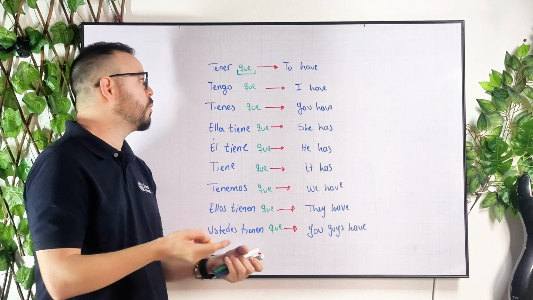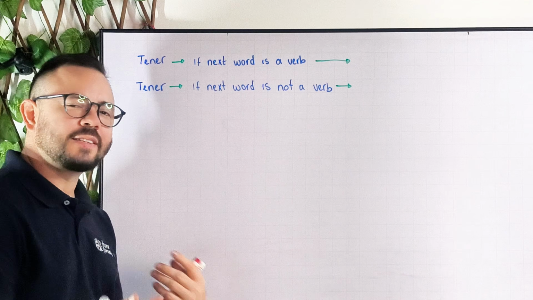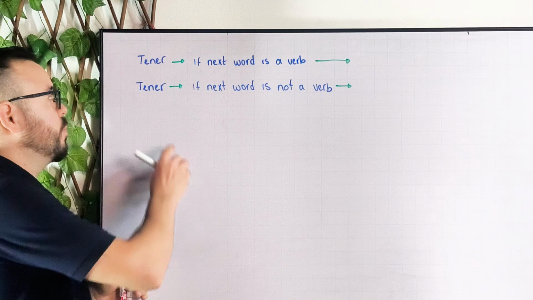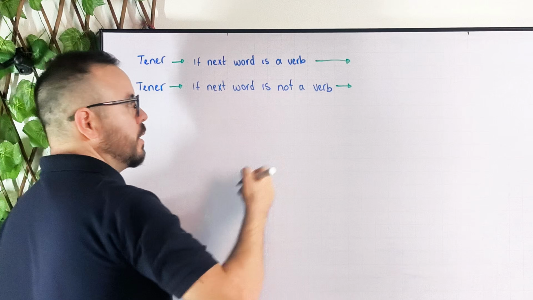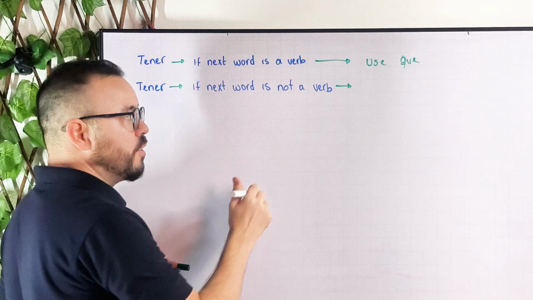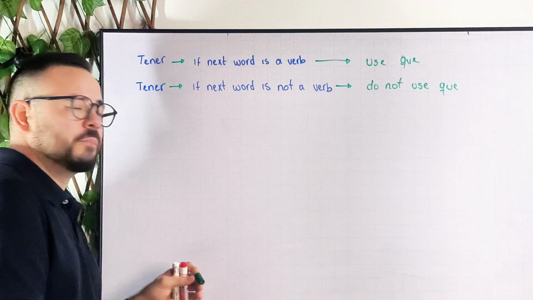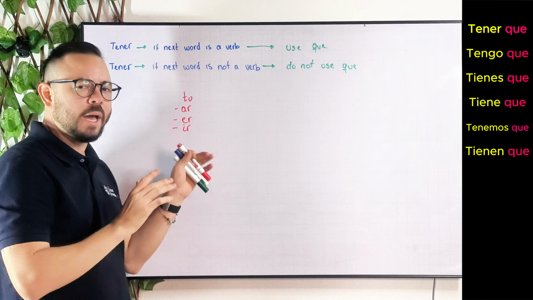But let me just show you really quick the rule that we use to know if we need to say this que or not, okay? So this is the rule that we're going to be using. Very simple. So we say tener, and then if the next word is a verb, then use que. So if we say tener and the next word is not a verb, then don't use que. That's it. It's that simple, okay? But let me just show you a few examples so we understand the whole thing better, okay?